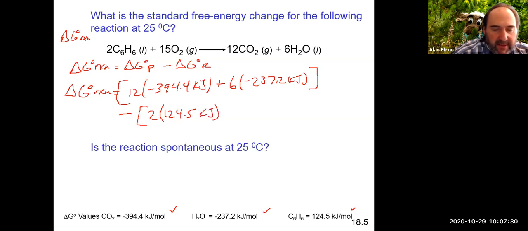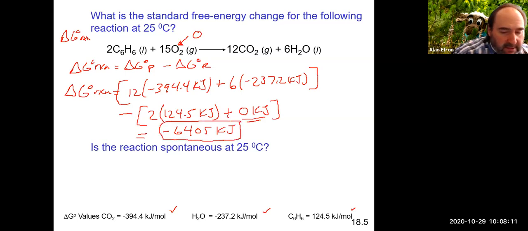And we don't see a value there for oxygen. Here, oxygen is going to have a value of 0. So if you see a value not given to you, and it's something like that, it is going to be 0, basically, in its standard state. So doing all that, we get 12 times minus 394.4 plus 6 times minus 237.2, and then subtract 2 times 124.5. Looks like we end up with something like minus 6405 kilojoules here.